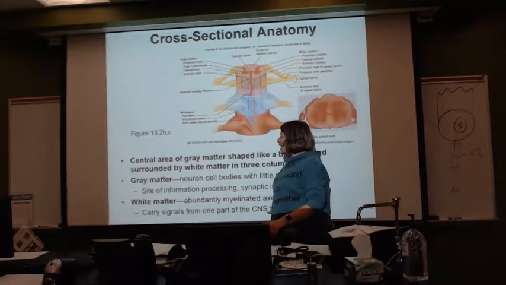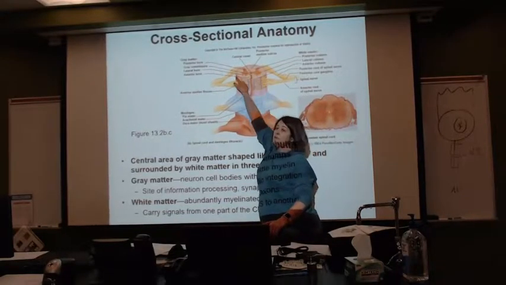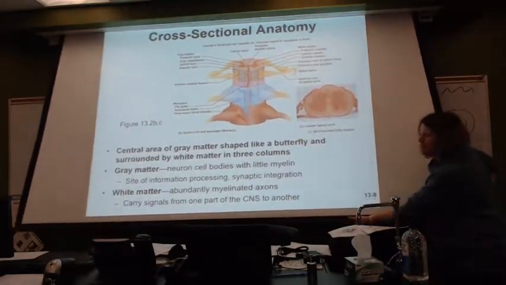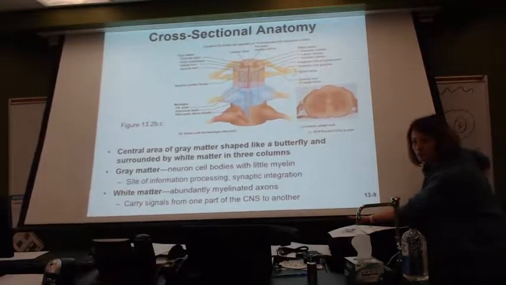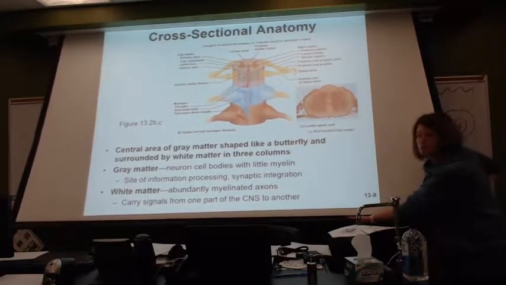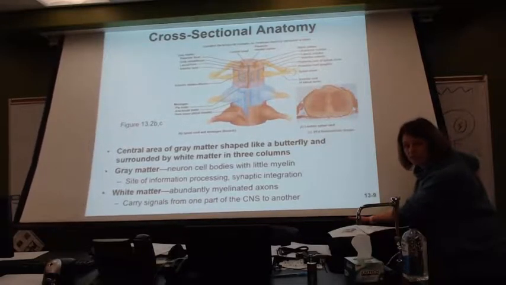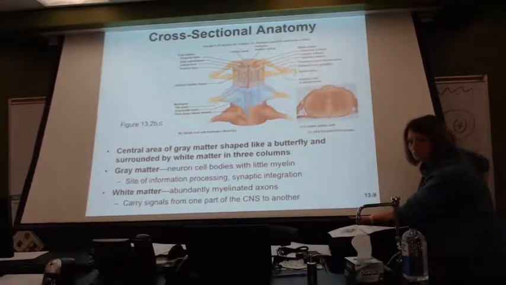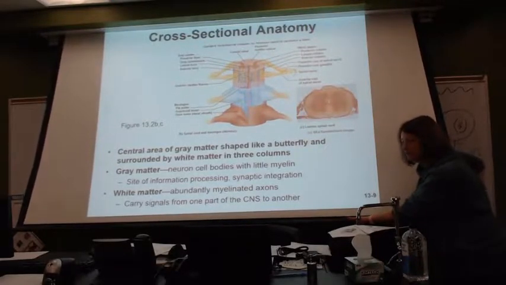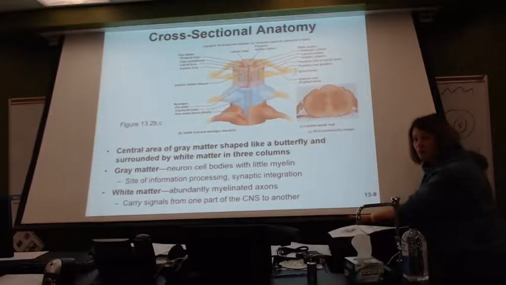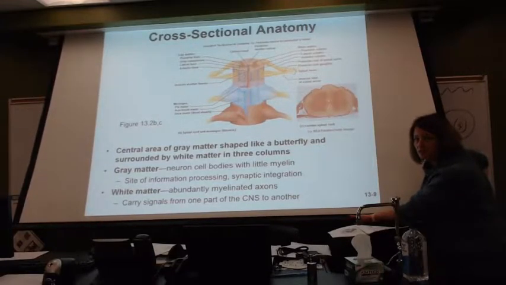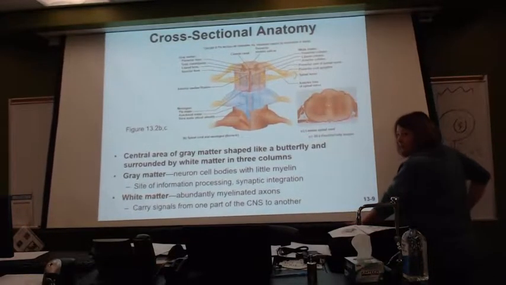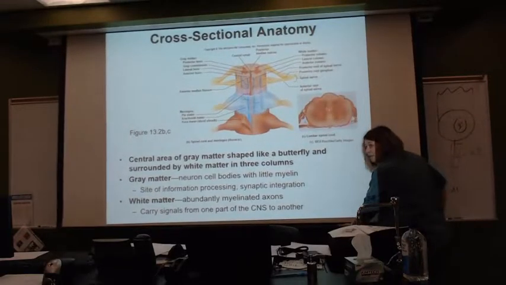And then the white matter, the stuff that was surrounding all around, okay, abundantly, a lot, myelinated, covered with the fatty sheath, axons, the long portion of the nerve cell. Job: carry signals, either up or down. Bada bing, bada boom.